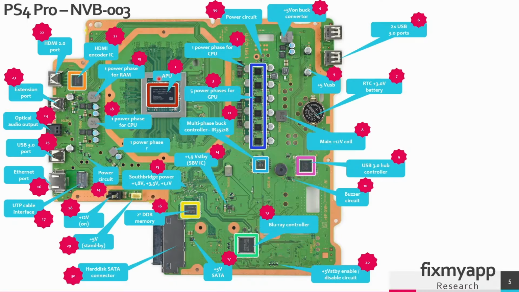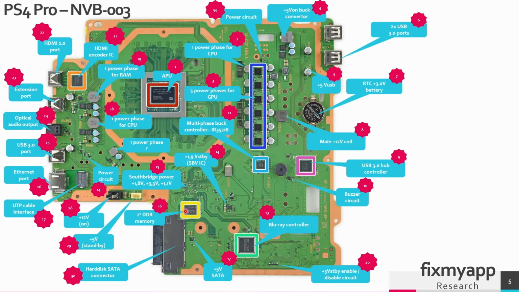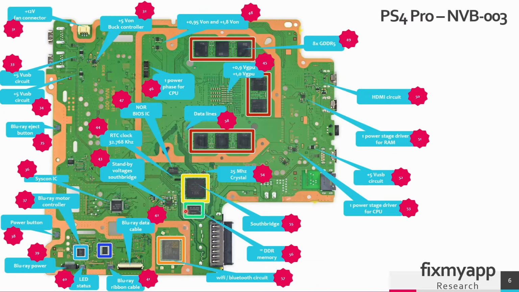The following components are married to the board. So first one is the APU, so you cannot change the APU with another APU. Next we have the first and the second DDR memory that is used for the Southbridge. So this is the first DDR memory. This is the second one. And this memory is used for the Southbridge.